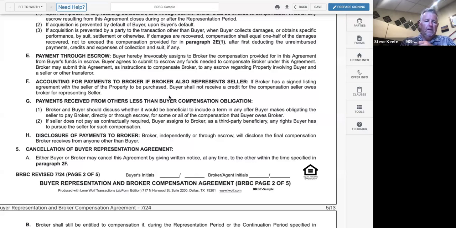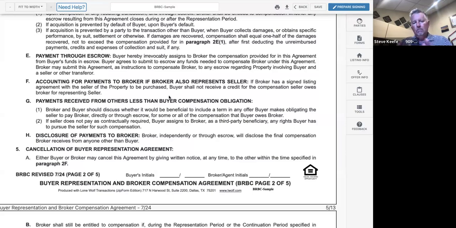Disclosure of payments to broker, independently or through escrow, will disclose the final compensation broker receives from anyone other than the buyer. So it's required that the broker must disclose everything that they're being paid. Cancellation of buyer representation agreement. Either the buyer or the broker may cancel the agreement by giving written notice at any time to the other within the time specified in paragraph 2F. So it basically is either immediate if it is non-exclusive. If it is exclusive, it is 30 days, unless it is changed to some other time period, some other number is put in the paragraph.